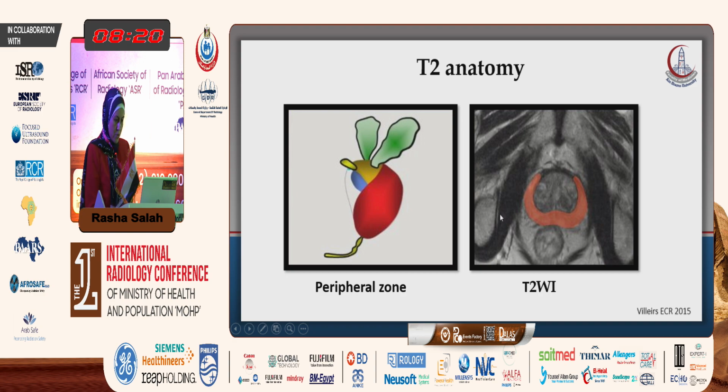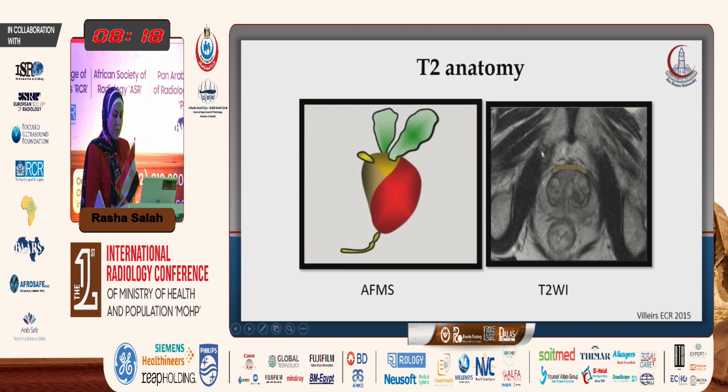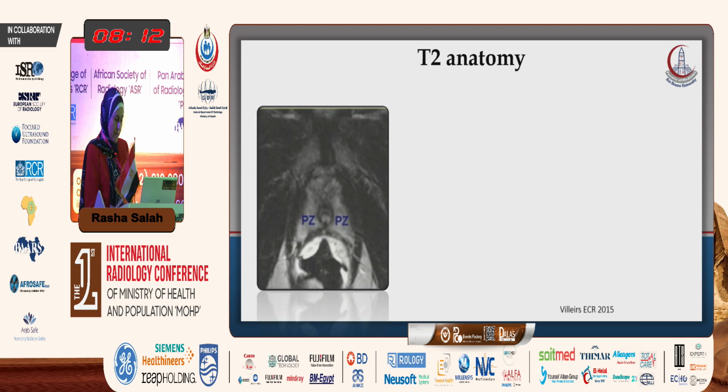The peripheral zone, as we mentioned earlier, appears as a horseshoe appearance around the central gland, and this is the peripheral zone. The anterior fibromuscular stroma on T2 is seen anteriorly, and it is thin and low signal on T2 weighted image.